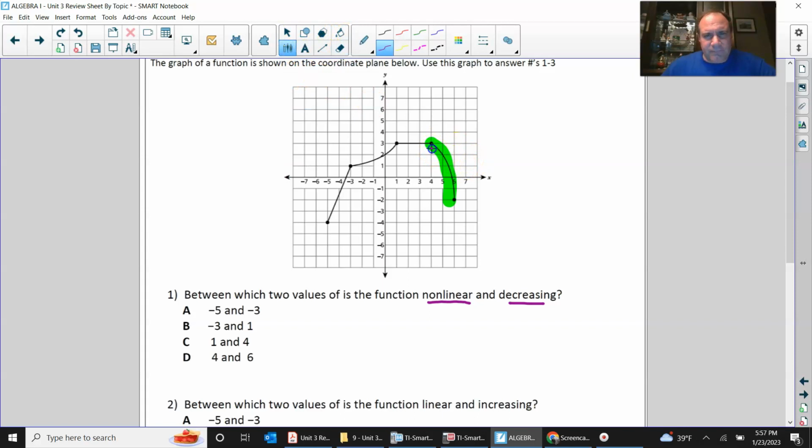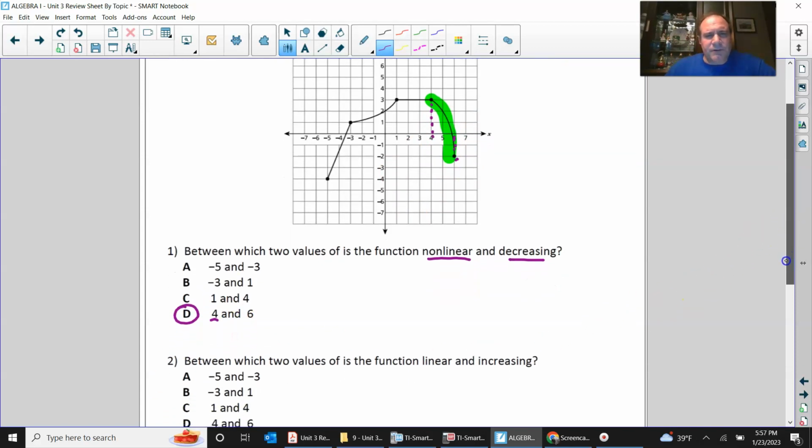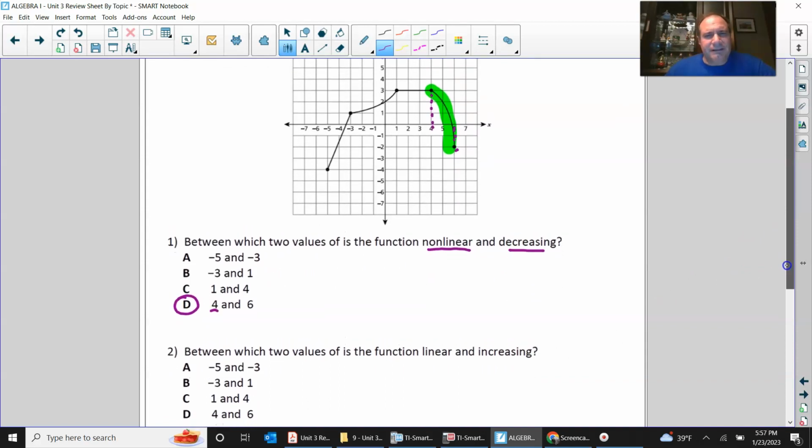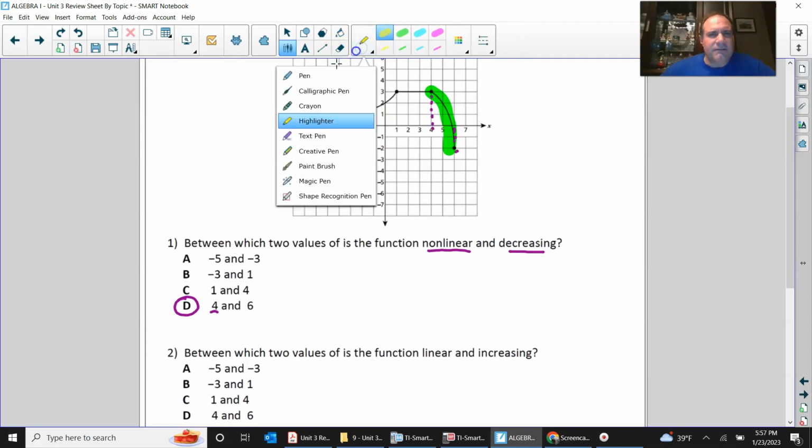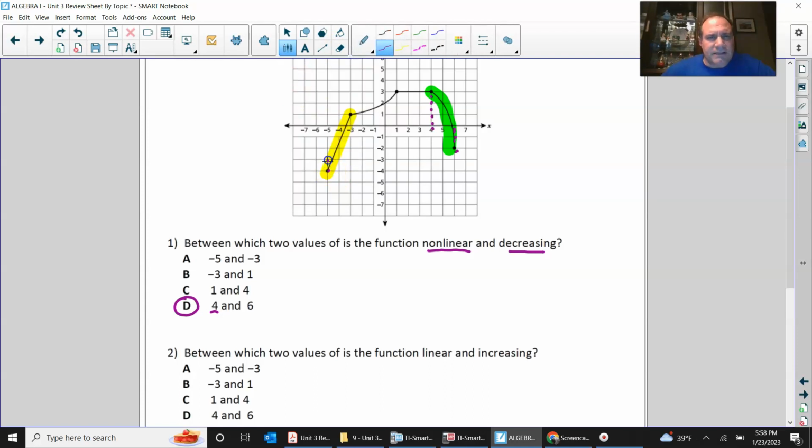So it starts at 4 and ends at 6. And then between which two values is the function linear and increasing? So I am just going to put my yellow linear and increasing right there to there. So that's -5 for the x and -3. -5 to -3.